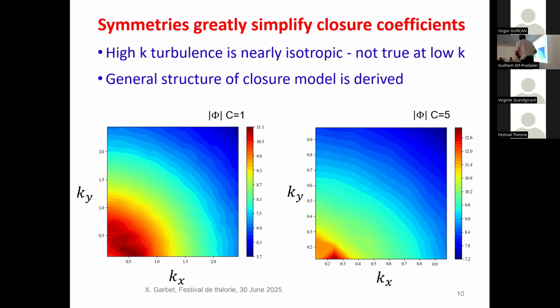In fact, high-k turbulence is kind of now isotropic. So this you can see for two simulations at two different values of the adiabatic parameter, showing the spectral density squared versus kx, ky. You see, typically the cutoff wave number would be here, k equals 2. You see that everything that is beyond that is kind of isotropic.